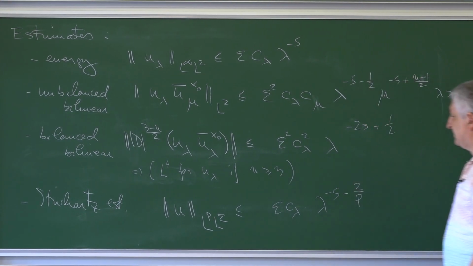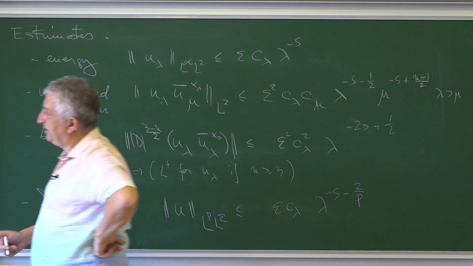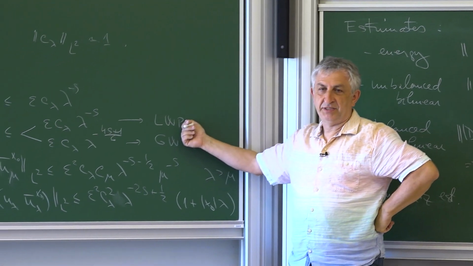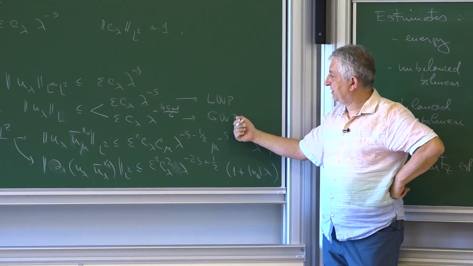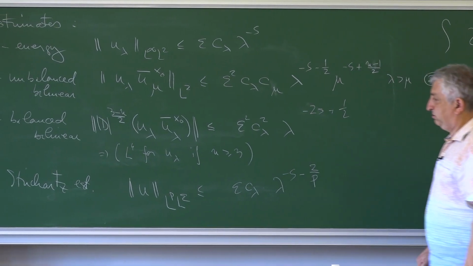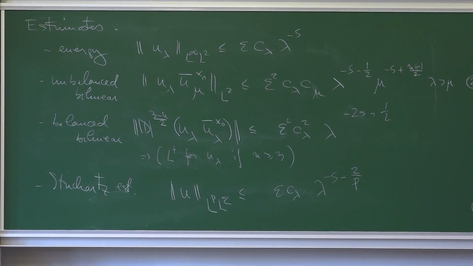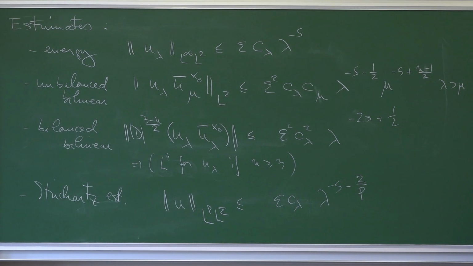And our loss is exactly 2 over P derivatives. And so, Strichartz estimates, well, first of all, we can compare this with the one-dimensional result. In the one-dimensional result, for local well-posedness, we had Strichartz estimates without losses. But for the global result, we have Strichartz estimates with losses. Here, we have the loss both for the local and for the global result. Okay? And the loss is 2 over P derivatives.